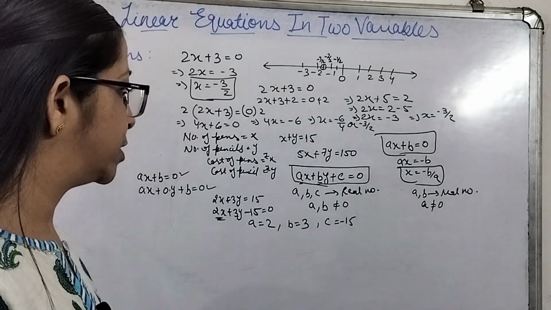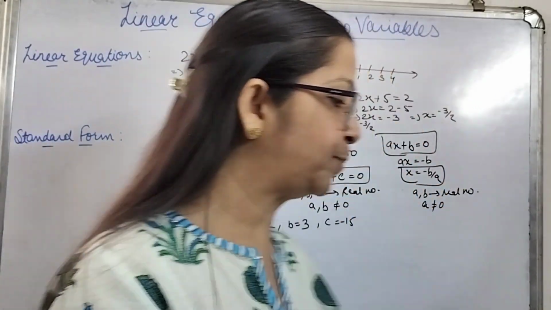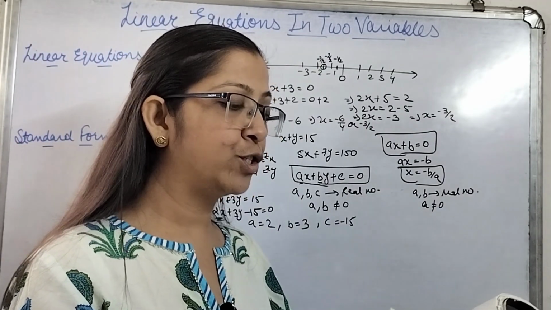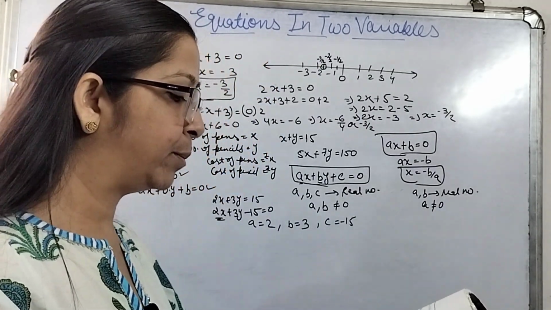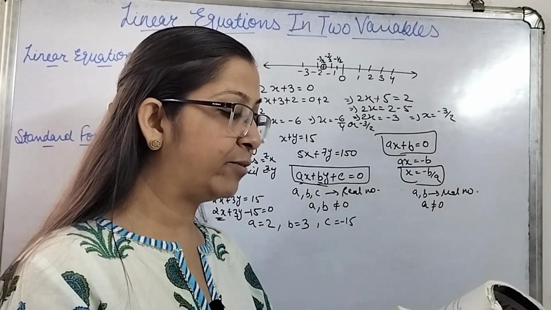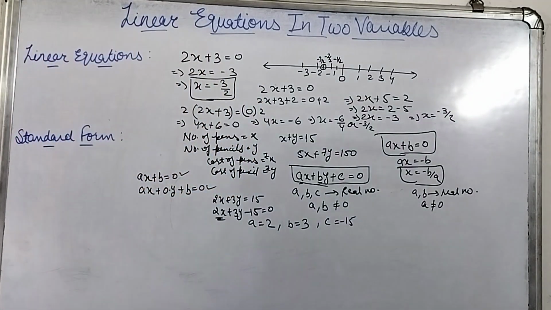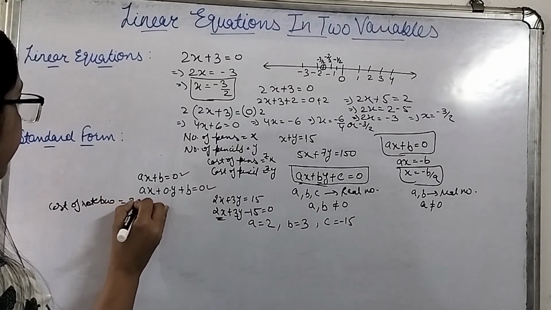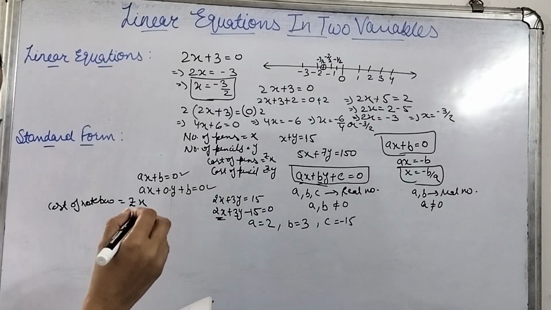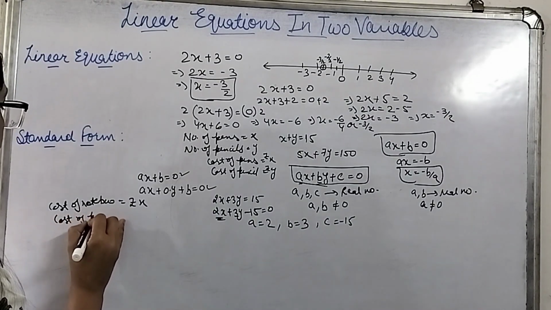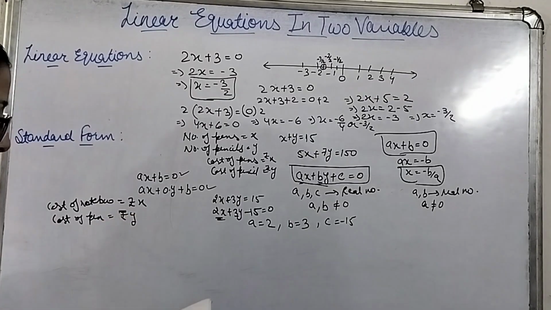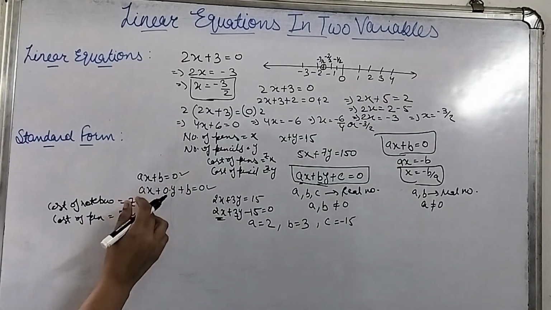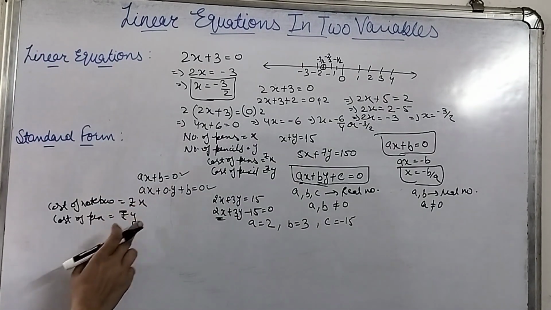Now let's see some of the questions from your exercise, that is exercise 4.1. The first question says, the cost of a notebook is twice the cost of a pen. Write a linear equation in two variables to represent this statement. Over here it is given that the cost of a notebook is rupees x, and the cost of a pen is rupees y. Now it is given in the question that the cost of a notebook is twice the cost of a pen. That means the cost of the notebook x is double the cost of your pen.